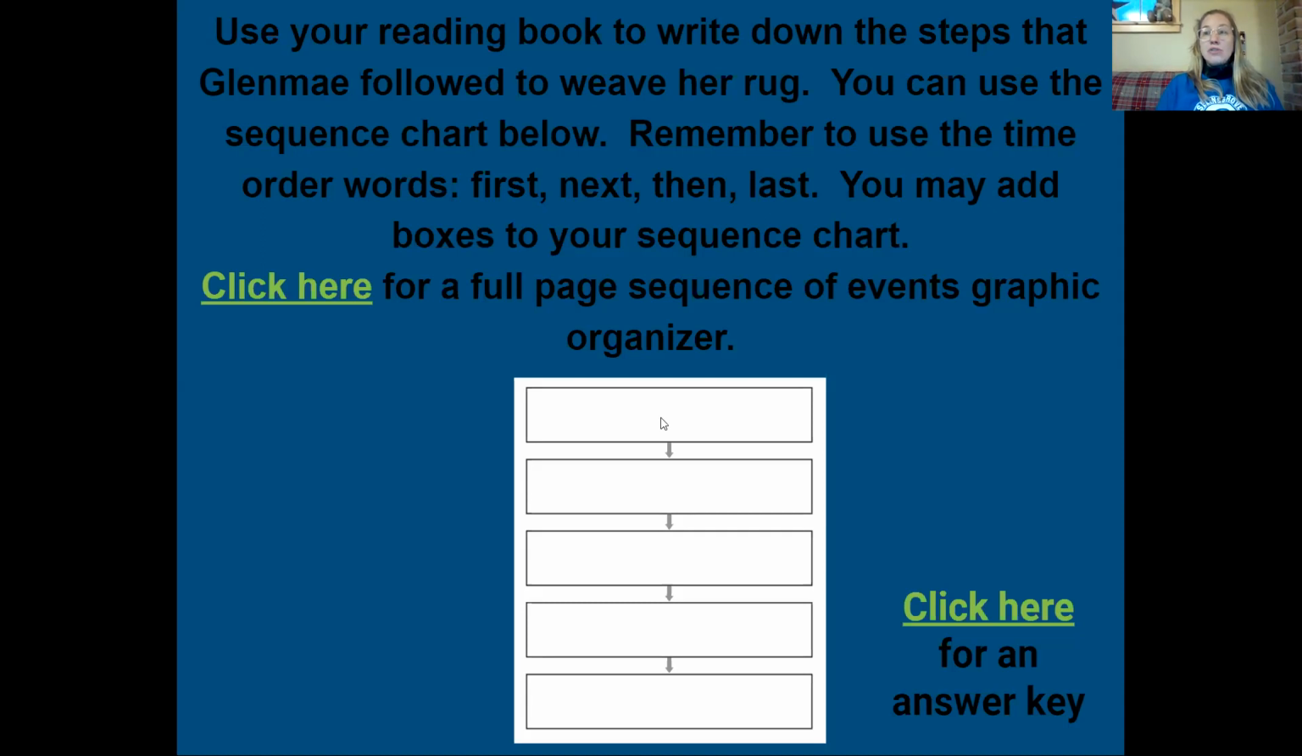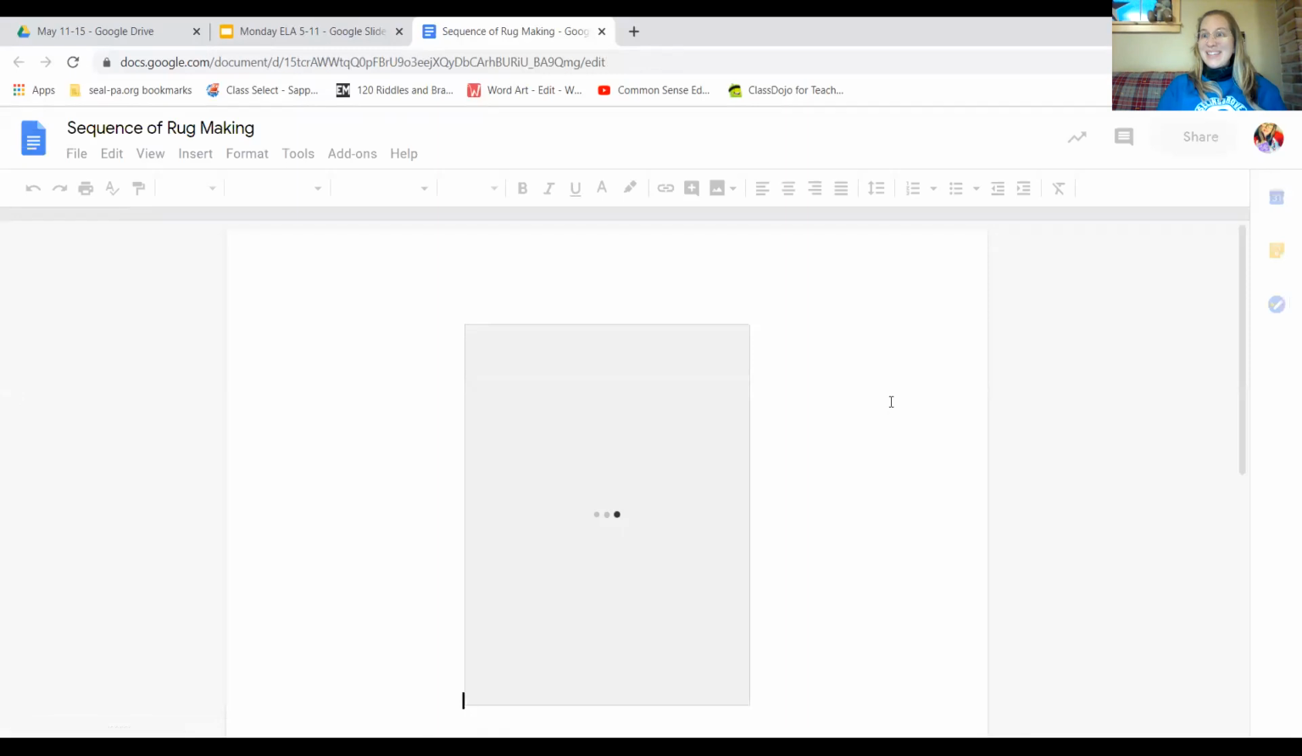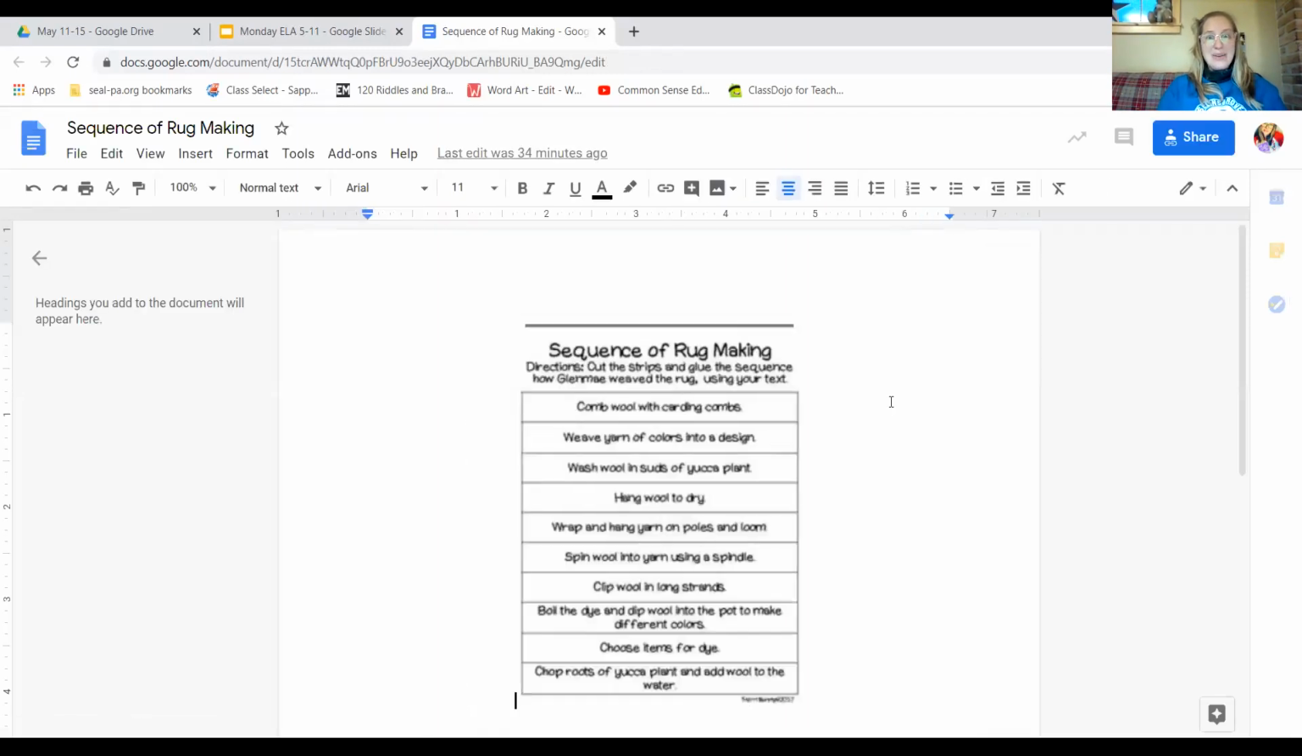Parents, if you could please pause me right now and have your child do that activity. And then if you click here in my slideshow, it is going to take you to an answer key. Yay! Happy May, you're welcome. And this answer key lays out the steps that Glenn May uses. Notice there is a lot of steps there, and we don't expect your kiddos to do all of those, but if they can find 3 to 5 of those sequence events and use the sequence words, they did a top-notch job today.